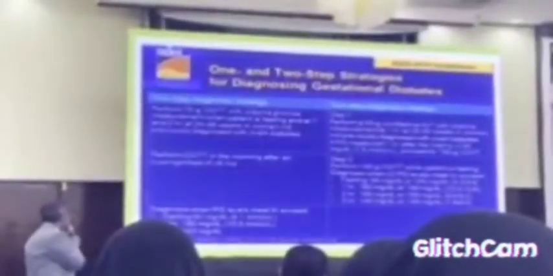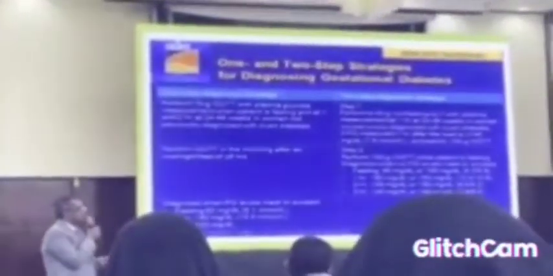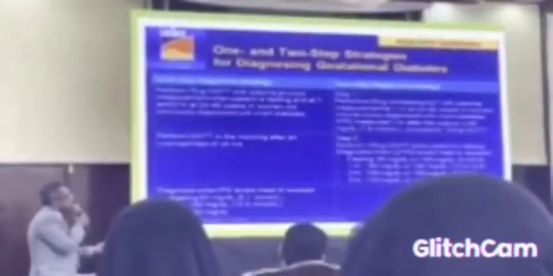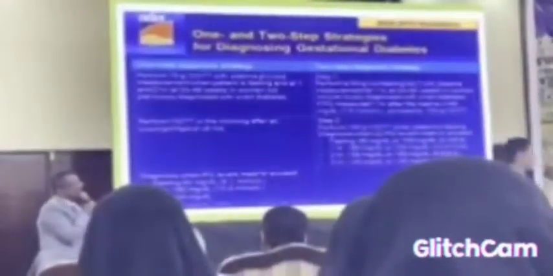So there are one-step and two-step strategies for diagnosis of gestational diabetes. In the one-step strategy, you perform a 75 gram oral glucose tolerance test with plasma glucose measurement when the patient is fasting and after 1 and 2 hours, usually at 24 to 28 weeks of gestation, if the woman is not previously diagnosed with overt diabetes. You ask the patient to fast for at least 8 hours or more, then check the fasting blood sugar.